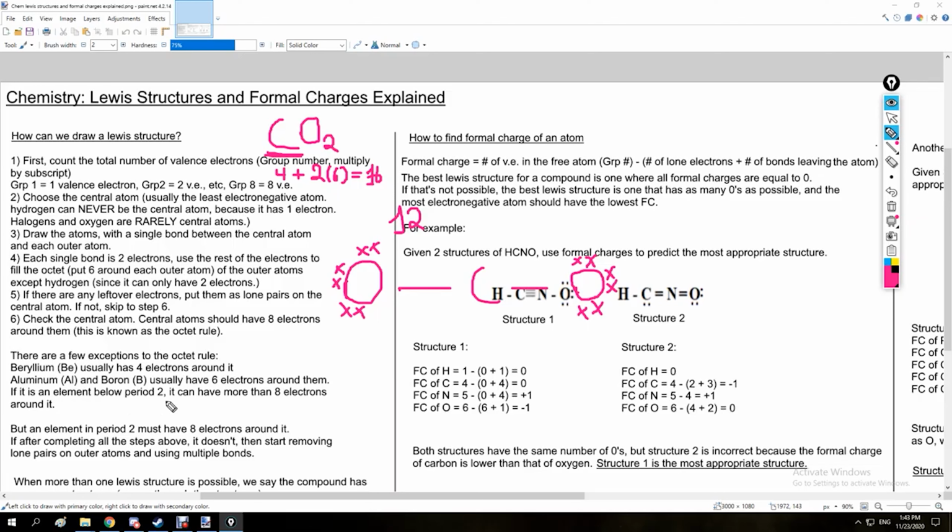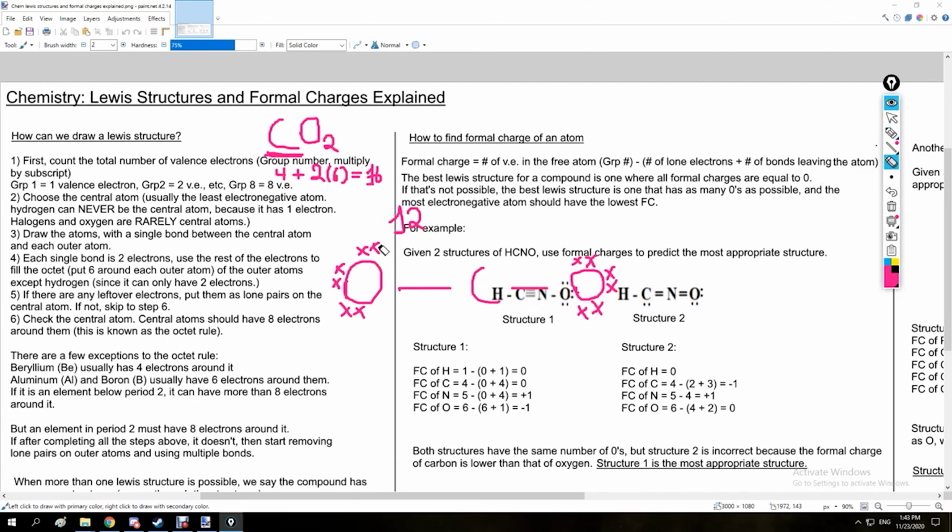If an element is below period 2, it can have more than 8 electrons around it. That's because elements below period 2 also have d orbitals, but elements in period 2 only have p orbitals. An element in period 2 must have 8 electrons around it, so this applies to carbon. If after completing all the steps above it doesn't, then you start removing lone pairs on outer atoms and using multiple bonds. Right now, carbon only has 4 electrons around it. We need to bump that up to 8.